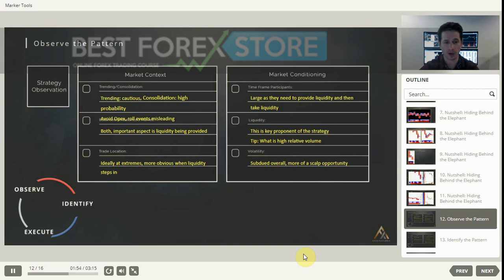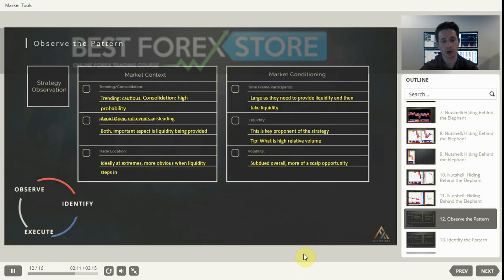Now, in terms of trade location, ideally, we do tend to see this mostly at extremes. Why? Because this is a more obvious location for someone to step in and respond to higher or lower prices and ultimately provide that desired liquidity, or be that elephant in the market.